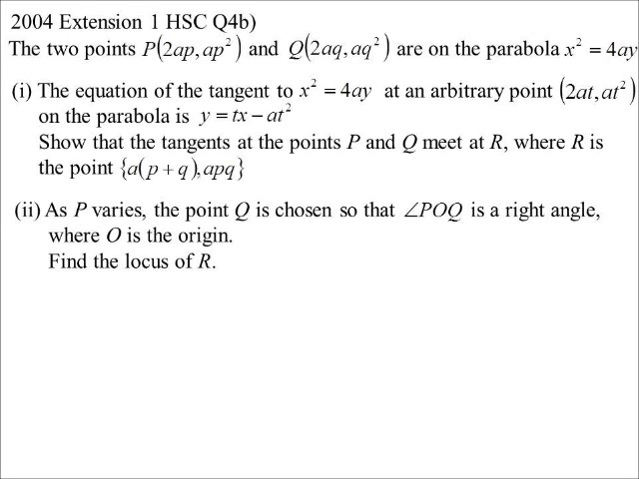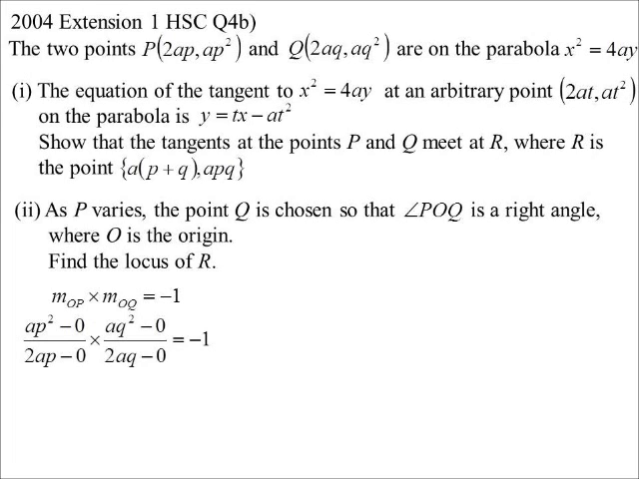The second question, as P varies, the point Q is chosen so that angle POQ is always a right angle. So that bit of information will allow us to come up with a relationship between p and q. Find the locus of R. Right. POQ is a right angle, that's the key. Well, if that's true, the two slopes will multiply together to give -1. So working out the two slopes, tidying it up, we end up with, in this case, p times q is -4.